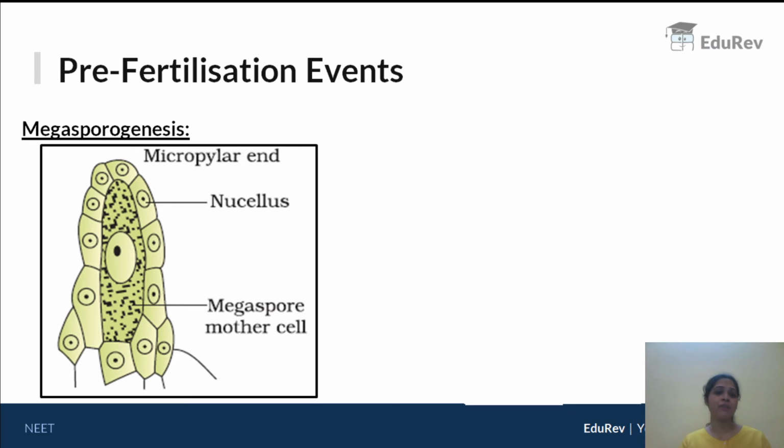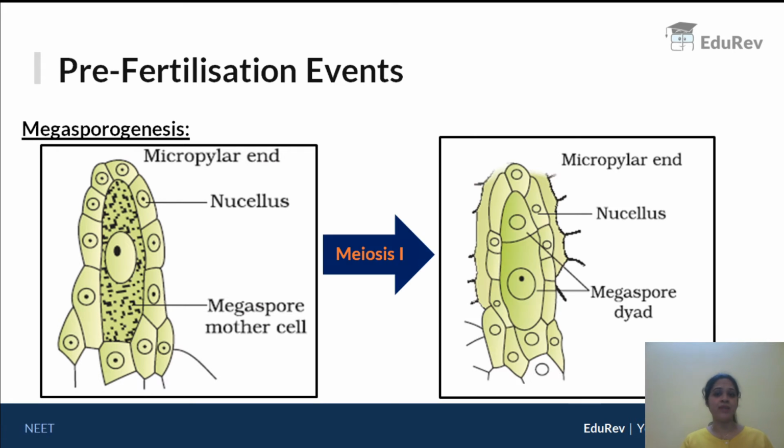Now, what really happens to this one MMC? MMC has already undergone an interphase-like event, so it obviously has to enter into meiosis. Now, it enters into meiosis 1, which is none other than reductional division, and very clearly you can observe the presence of a megaspore dyad, which means one cell, a diploid cell, has divided to give you 2 haploid cells.